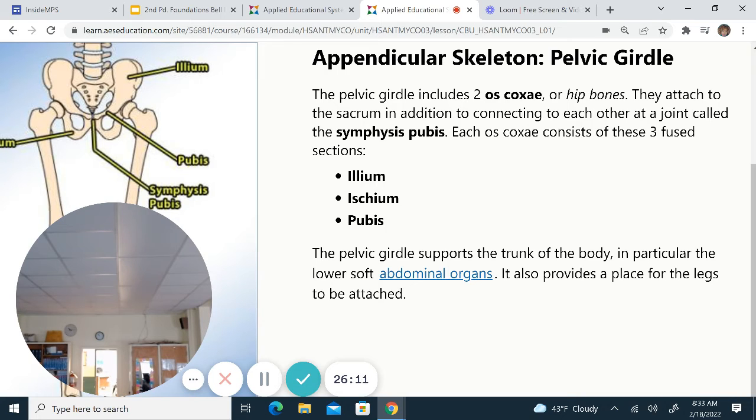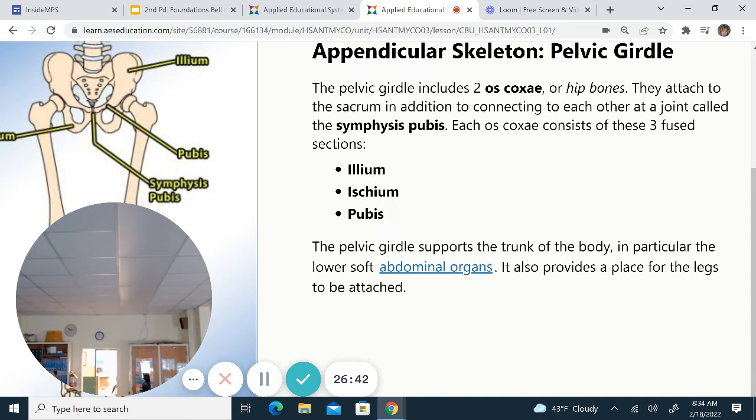They're connected to each other at a joint called the symphysis pubis. Each one consists of 3 fused sections: your ilium, your ischium, and your pubis. The pelvic girdle supports the trunk of the body, particularly the lower soft abdominal organs. Remember, you have all these organs in your body that need to be protected, because they can be easily injured. So you have these bones that help protect the different organs of the body. It also provides a place for the legs to be attached.